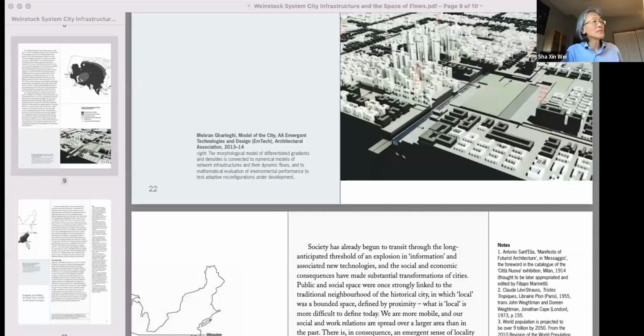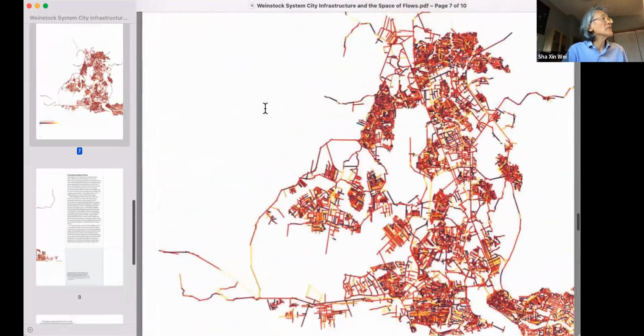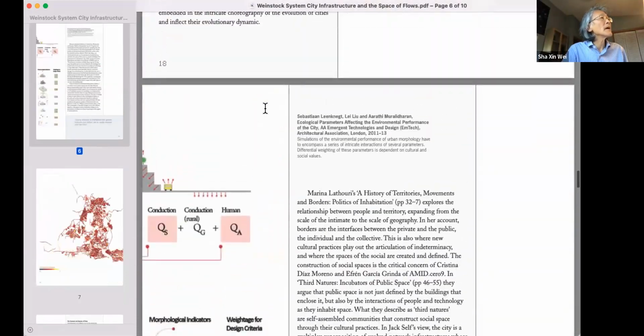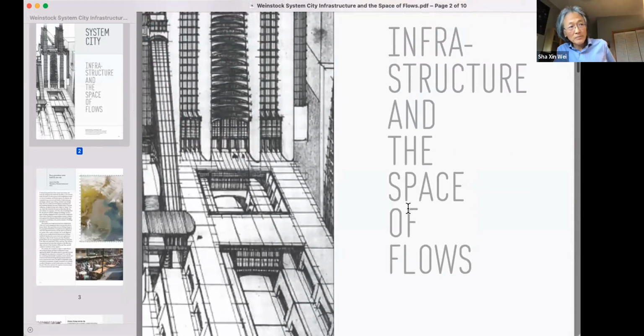It's so much easier in this same space. Weinstock, here we go, thanks, Weinstock. Yeah, this one. This is from a whole book called System City. I'm looking for the first page here: Infrastructure and the space of flows. And you should look at it yourself later on.